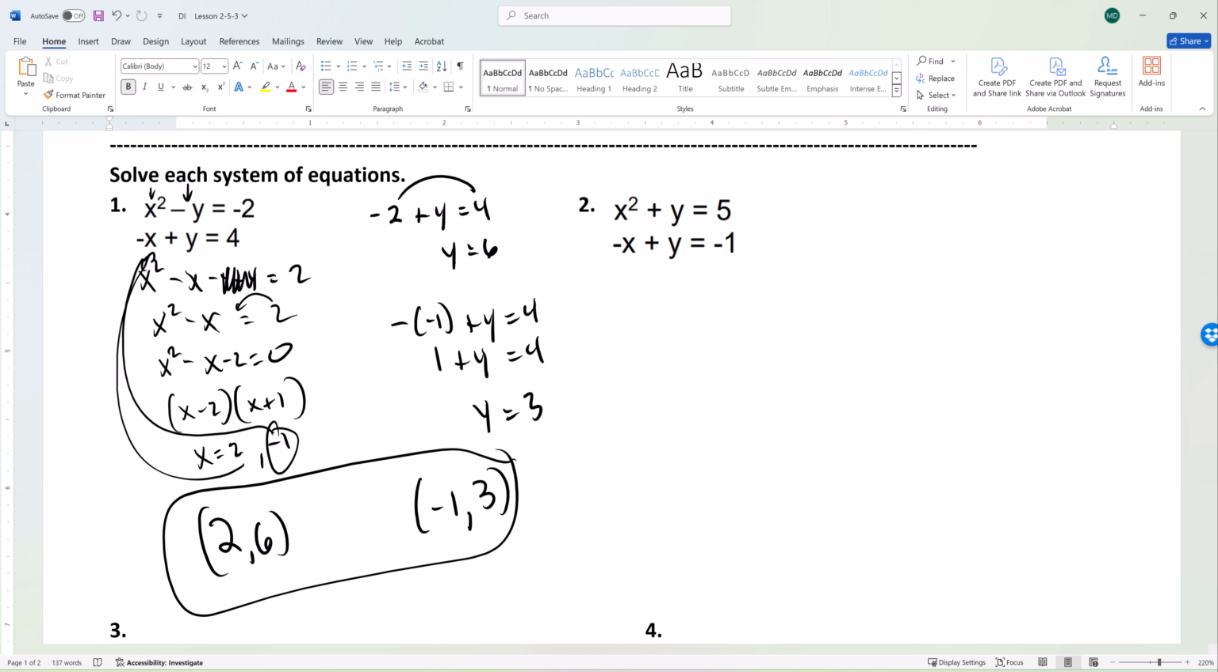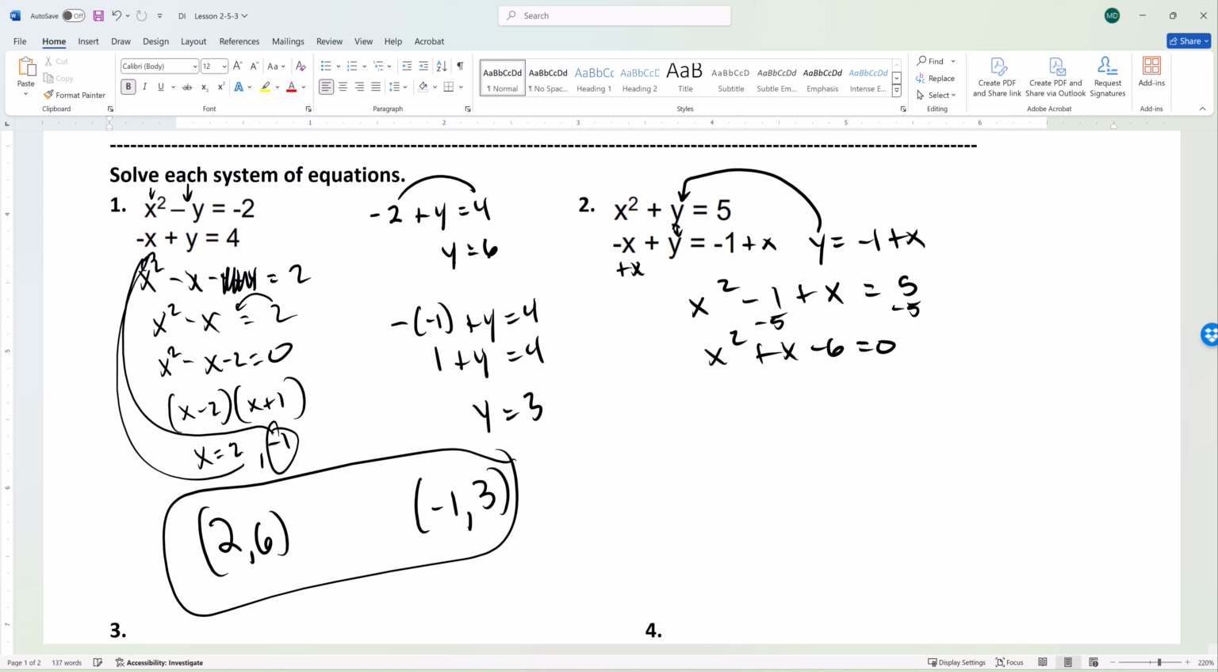Now you can also use substitution, and if you feel that sometimes substitution is easier, you can also do that. So for example, if I wanted to get y by itself, because I see y's in both equations, I can add x to the other side, so I get y equals negative 1 plus x. That means I can substitute into the other equation, so I'm going to get x squared minus 1 plus x equals 5. So this is going to be x squared plus x, subtract 5, so I get minus 6 equals 0.